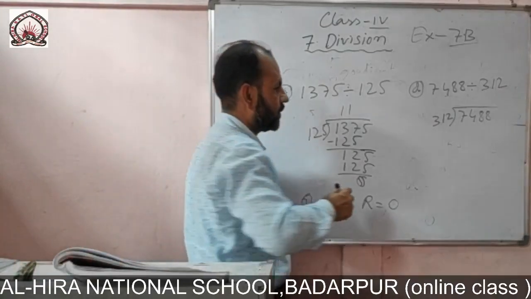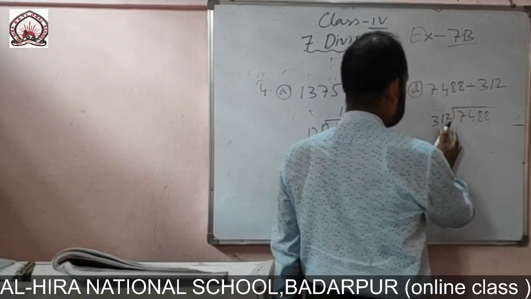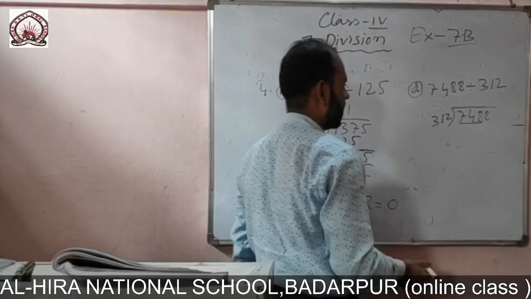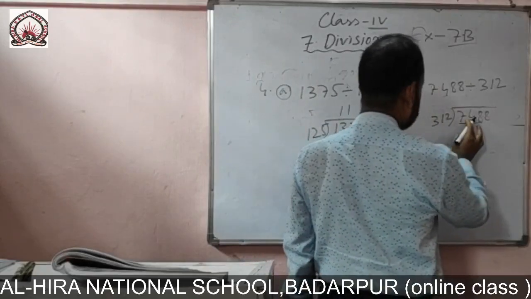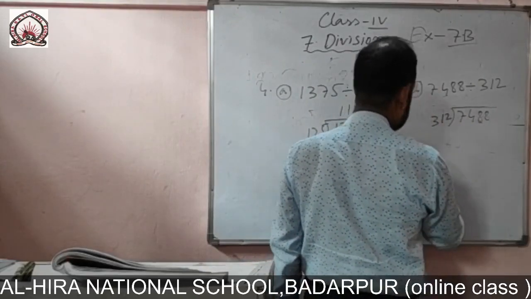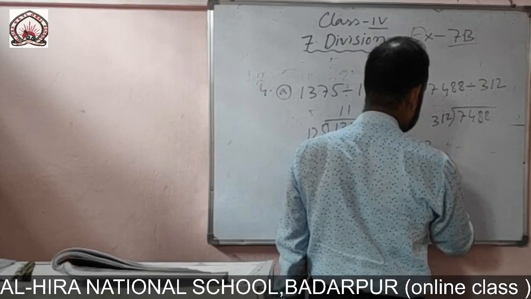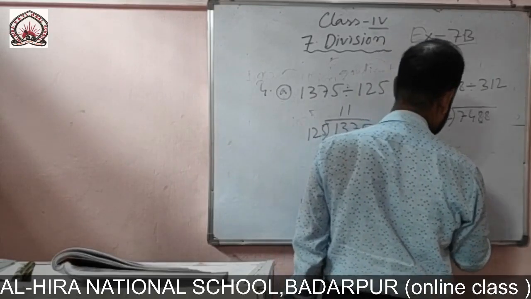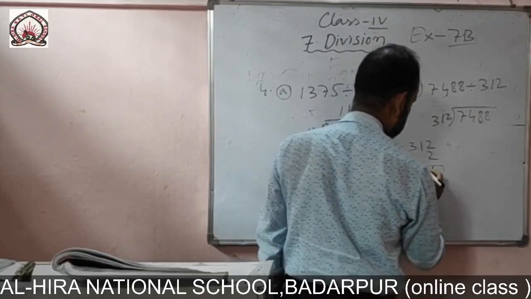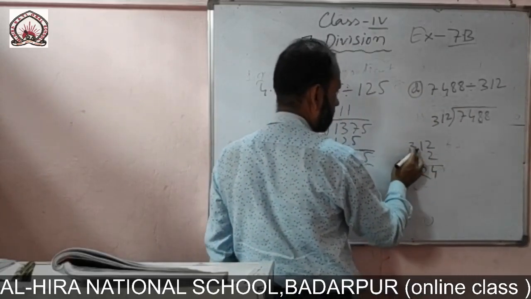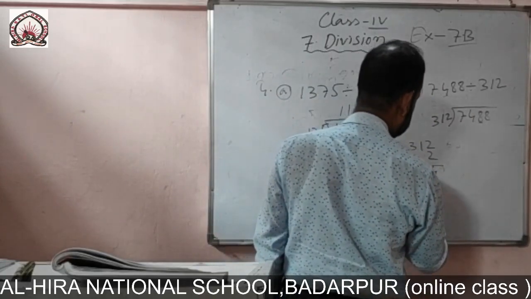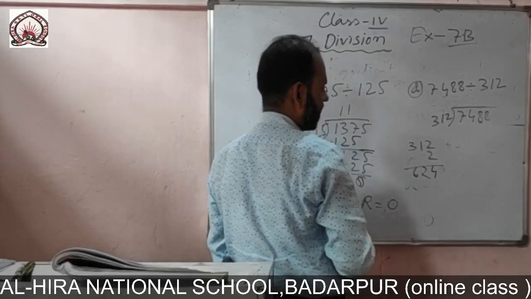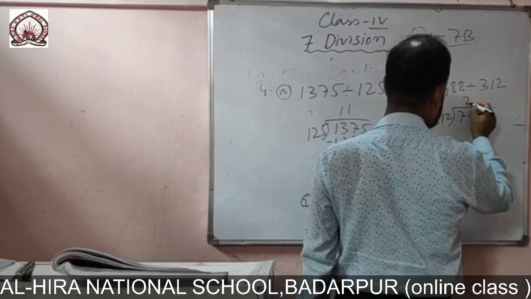So here 312 is 3 digit, and there also we take 3 digit. Then how many times does it go? We try 2 times, then 2 times 2 is 4, 2 times 1 is 2, 3 times 2 is 6, 624. Yes, it is 2 times go.